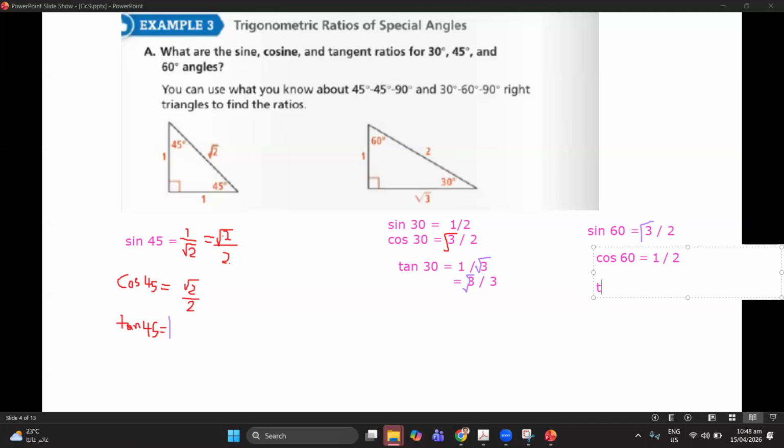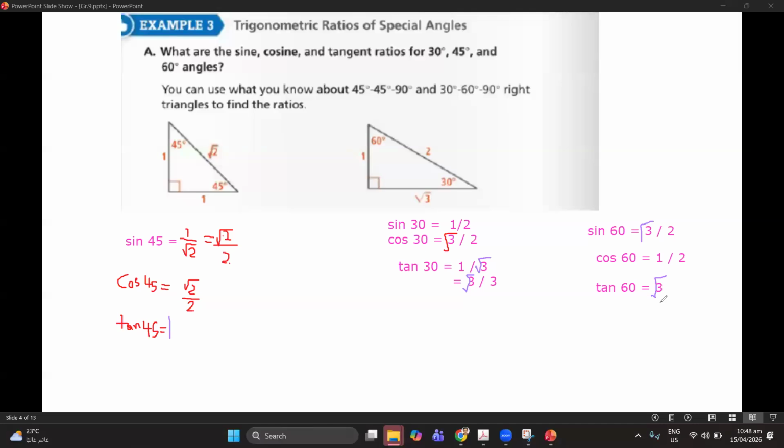And tan of 60 here will be opposite over adjacent, which is square root of 3 over 1. So as I told you, it's square root of 3.